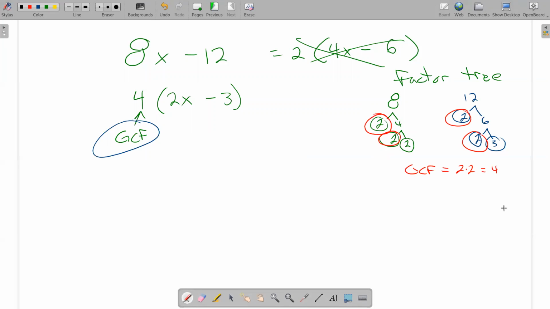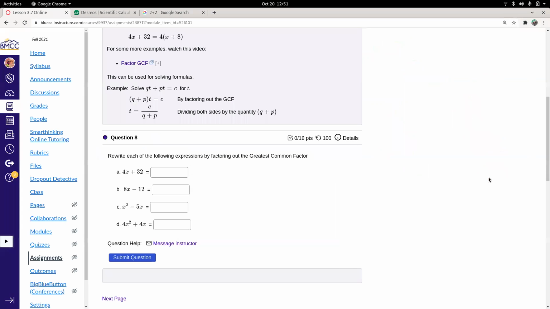Okay, so if you don't like the guess and check thing, you could make a factor tree, look at the common factors, write them down, multiply them out, and that's the number you should factor out. Now, it turns out variables can be factors also. So let's look at that idea here.